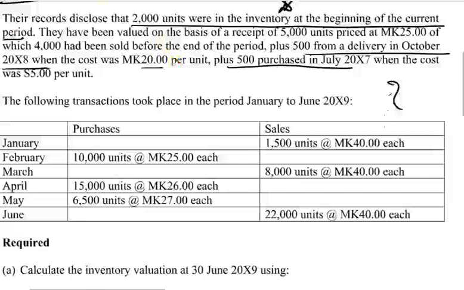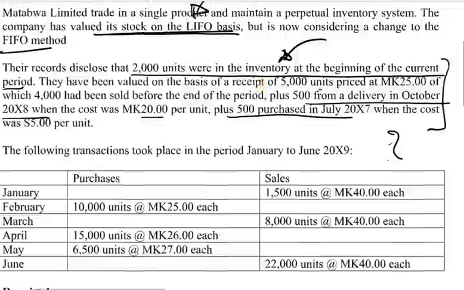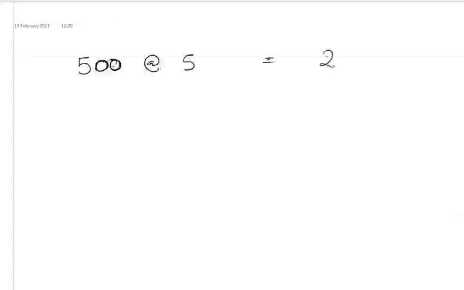So let me give you a picture of this statement. If we order this inventory according to purchase, the first to be purchased is the 500 purchased in July for 5. Just to set them in order, we're saying the earlier purchase for 5 kwacha will be costing this.